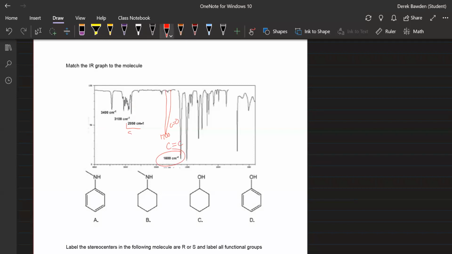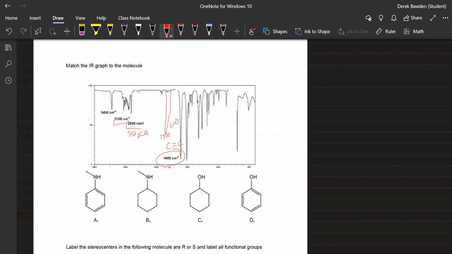Okay, this is our sp3 CH bonds. Okay. So that's basically your carbon that is sp3 hybridized bonded to hydrogens. Okay. Then what about this 3100? Is it alkene? Yeah.